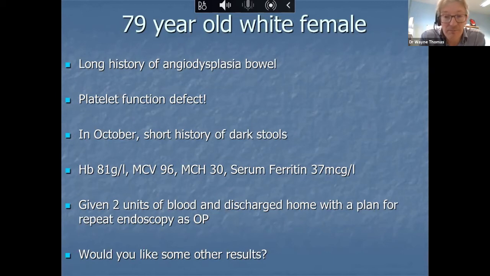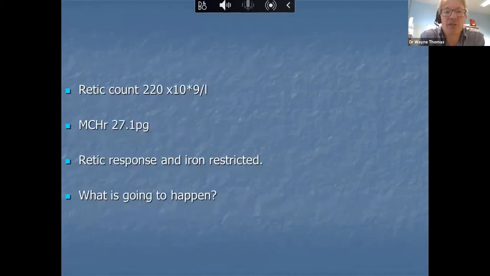It's not unreasonable. Shall we look at some other results though? So her reticulocyte count is 220 and her MCHR is 27. So she's got a fantastic reticulocyte response and she is iron restricted. It doesn't take a genius to work out what's going to happen next. If she's already making loads and loads and loads of red cells and she's already iron restricted, she's going to run out of iron, isn't she?